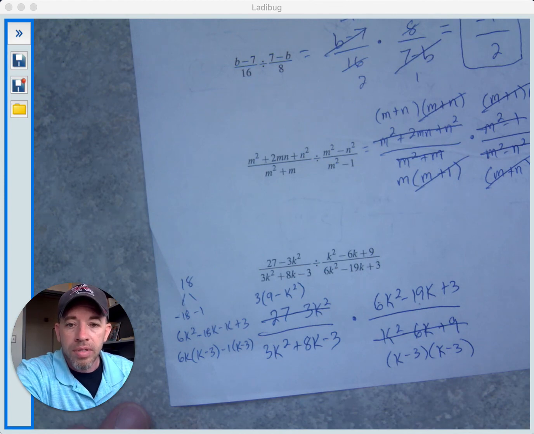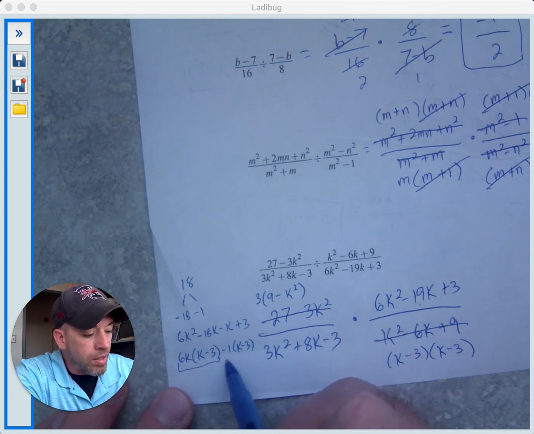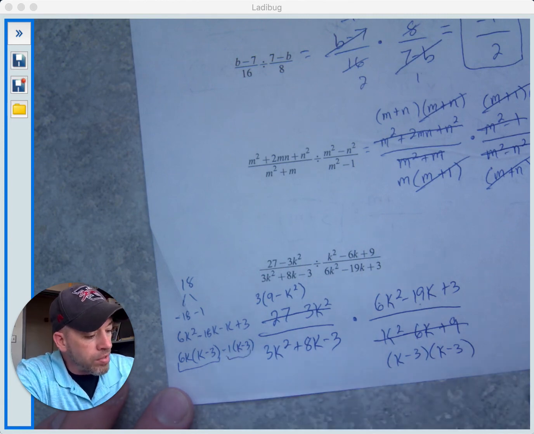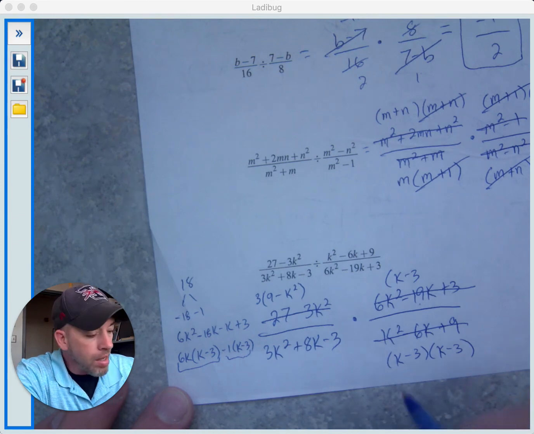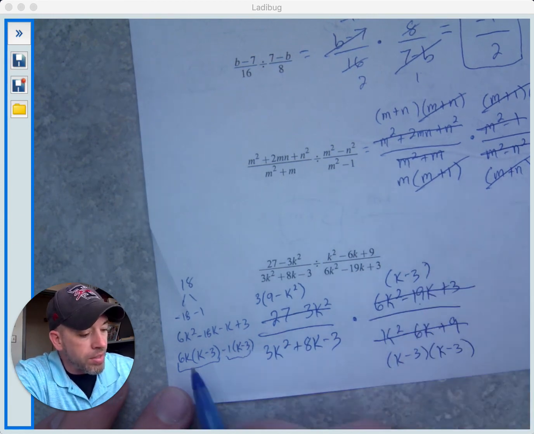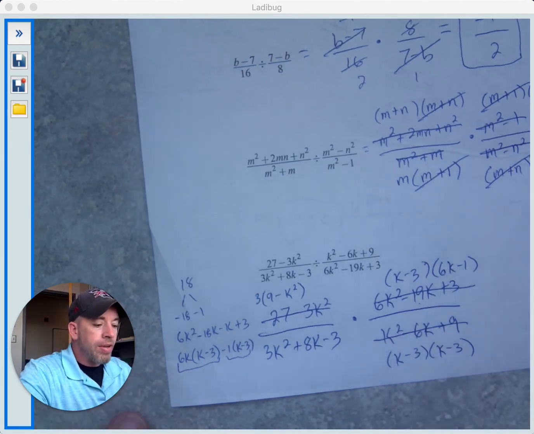And then what does this become here? Well, we have a k minus 3 in both of these groups. So this becomes k minus 3 times what's left, which is 6k minus 1. So we factored that one.